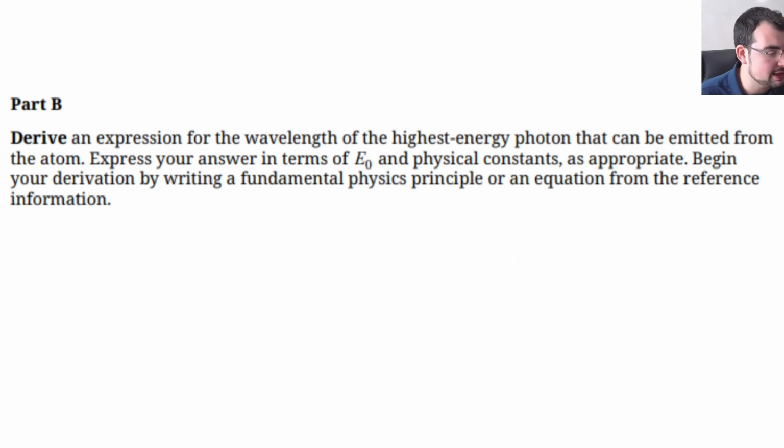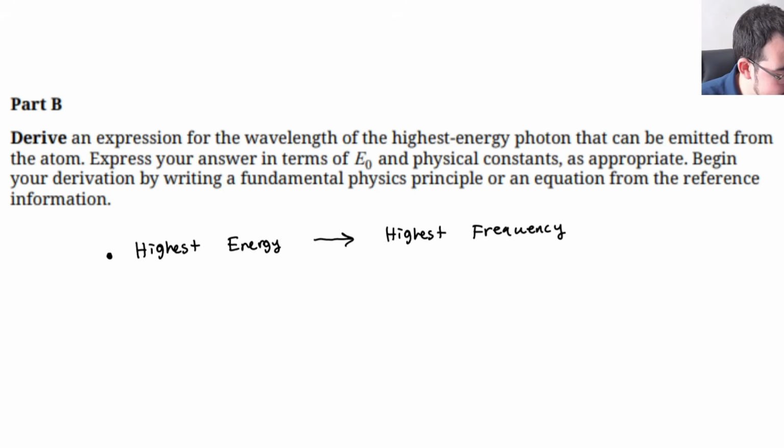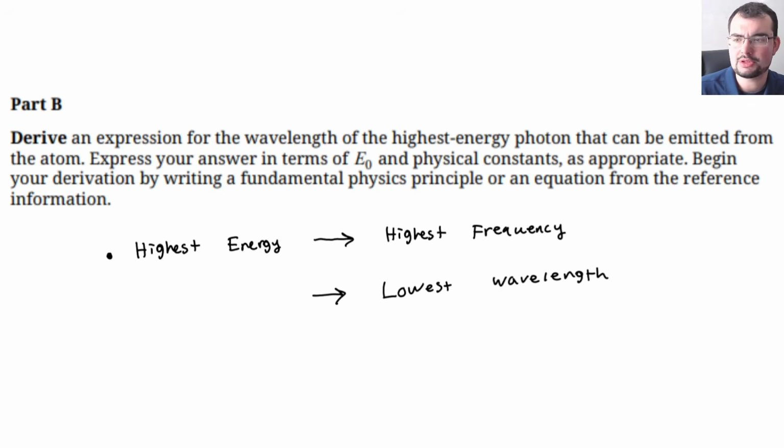Derive an expression for the highest energy photon that can be emitted from the atom in terms of E0 and physical constants only. Well, highest energy is going to correspond to highest frequency, which corresponds to the lowest wavelength. So this looks like modern physics, but really this is mostly a waves question. I actually see why this is asked, because you get to hit a lot of the waves questions on here about wavelength and frequency.